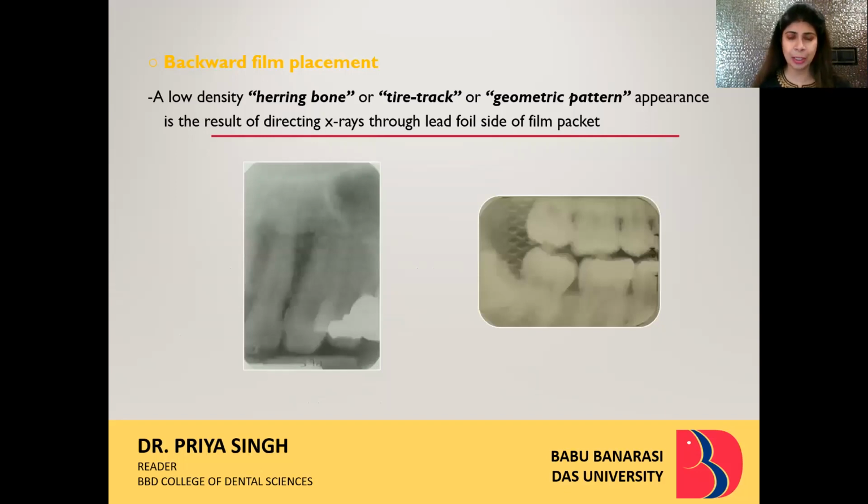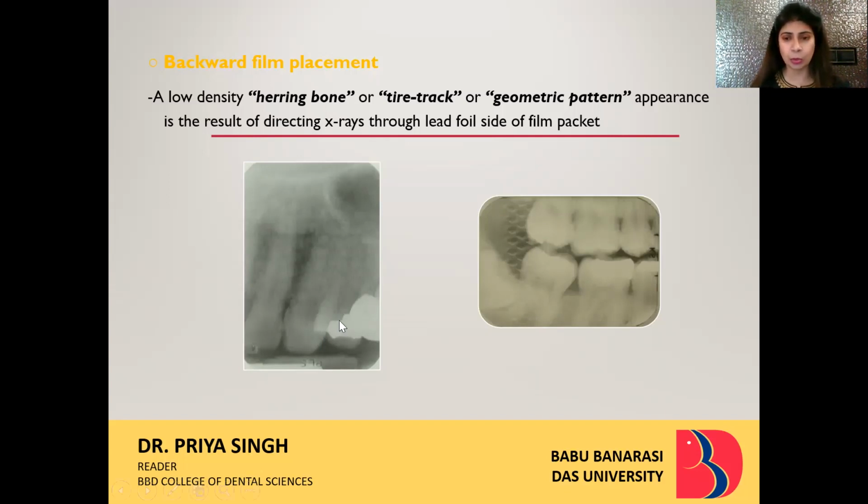Backward film placement. When you are taking a radiograph, maybe for the first or second time, this might just happen. So you should know which is the right side, the tube side of the film or the image receptor. When we talk about intraoral radiographic film, it's usually the flat side or the white side which is the tube head side, whereas the envelope side or the flap side is the back side. Likewise, you have to place the film in the oral cavity of the patient. Otherwise, a low density herringbone or tire track or geometric pattern will appear in the final radiographic image.